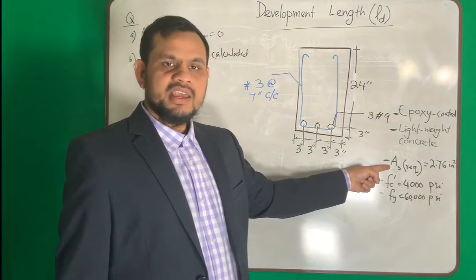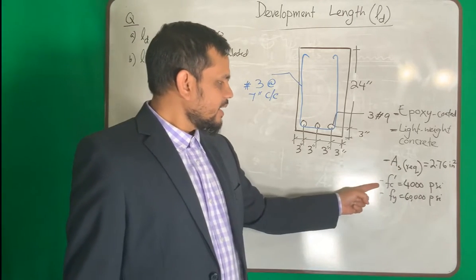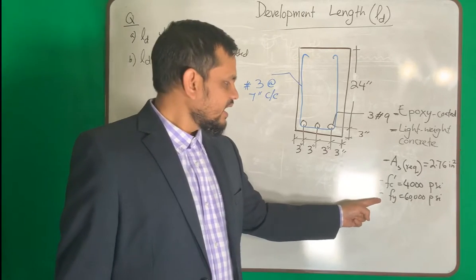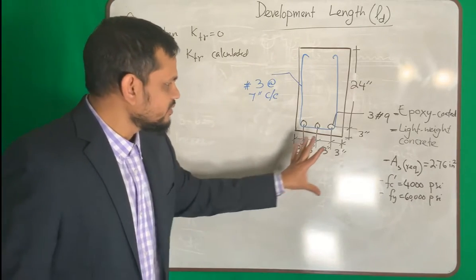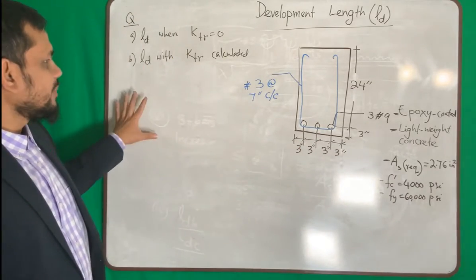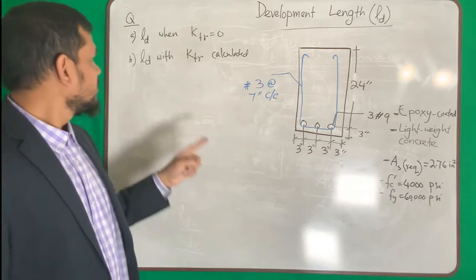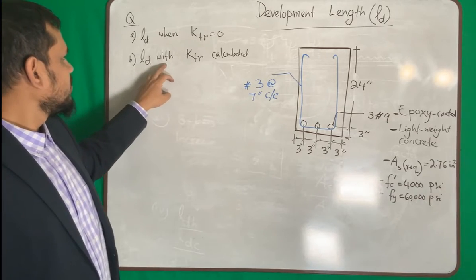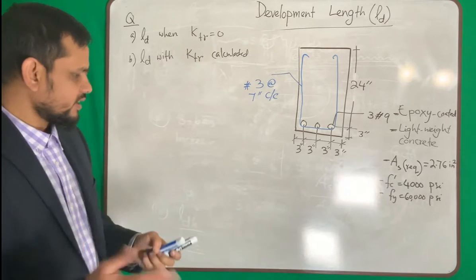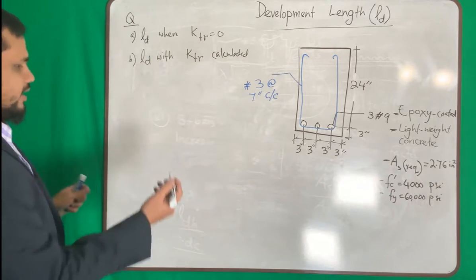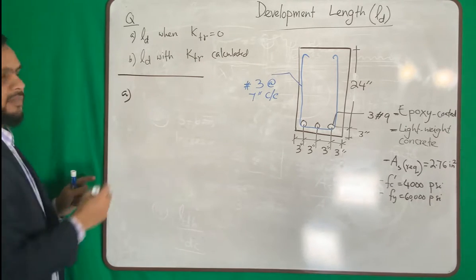AS required is 2.76 inches square. F prime C 4000 psi, Fy 60,000 psi. So this is my beam. After designing, we got this beam. Now we will have to calculate the development length when my KTR is 0 and development length when KTR is calculated. So we need to determine it. Now, at the beginning we are doing number A.